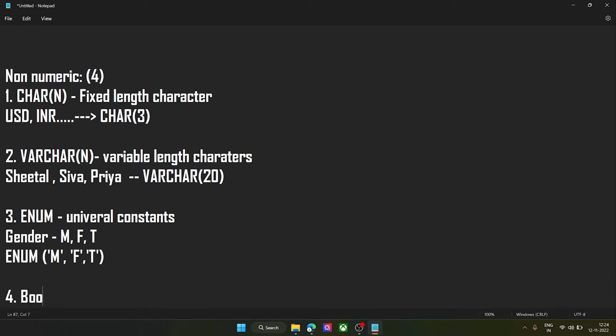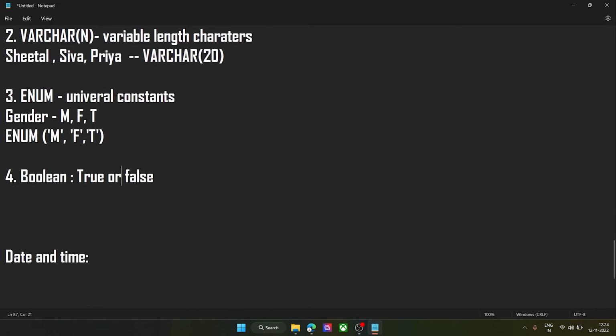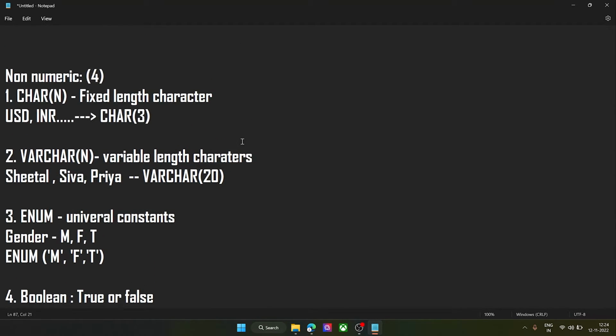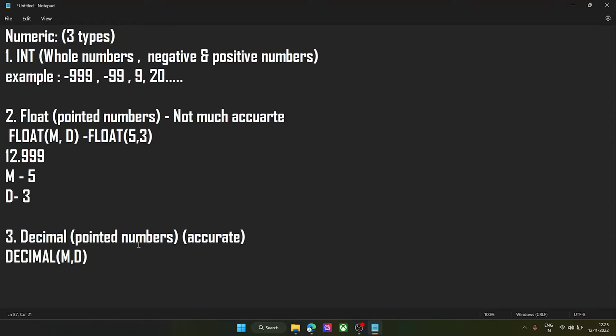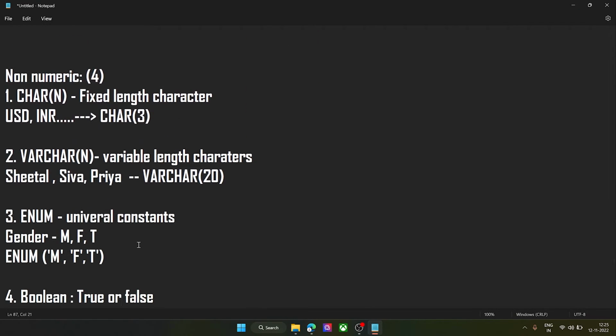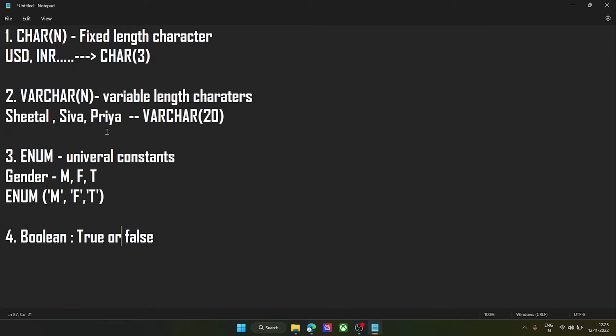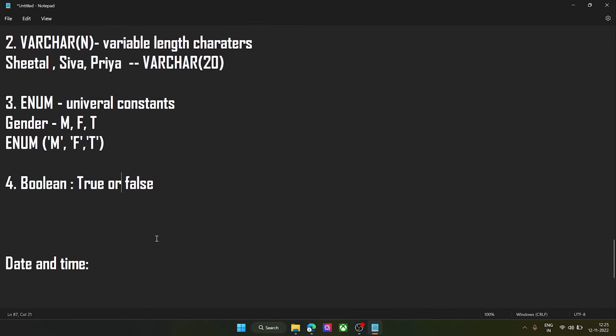Fourth type is Boolean. Boolean is nothing but a true or false condition. It can either be true or false, only this type. So for numeric you have three: integer, float, decimal. For non-numeric you have four: character, varchar, enum, and boolean.